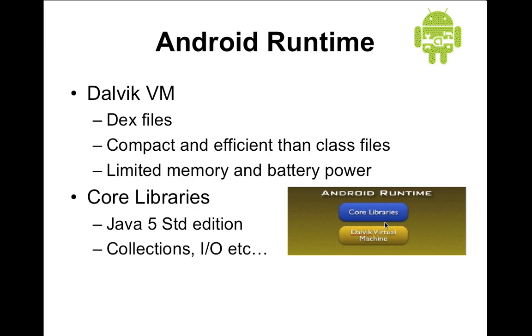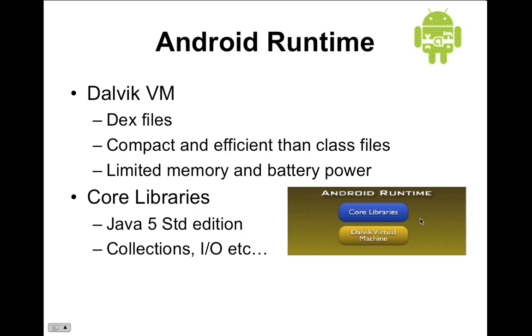It's the compiled version, but it's platform specific. So it's going to be running on this JVM instead of the normal JVM. Limited memory and battery power, of course, so we need to optimize. And the class files are pretty much optimized for this phone environment. Core libraries, that might be a little outdated. I think we're up to 6 now, I don't know.